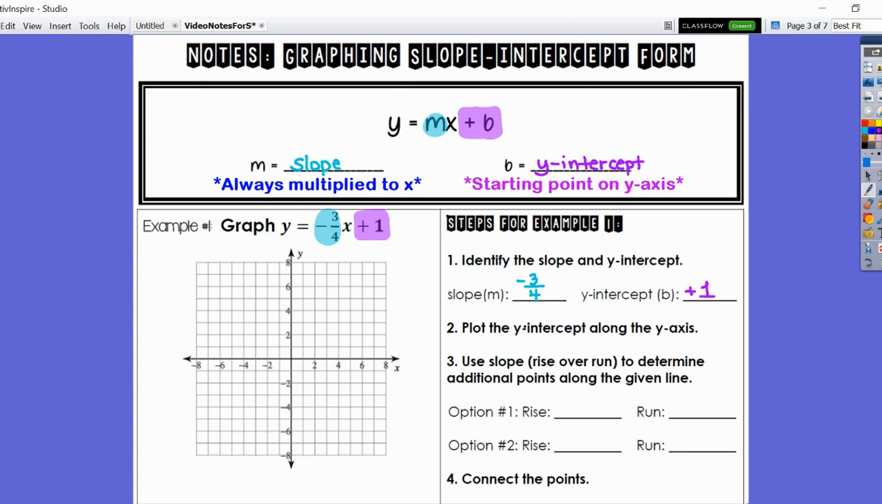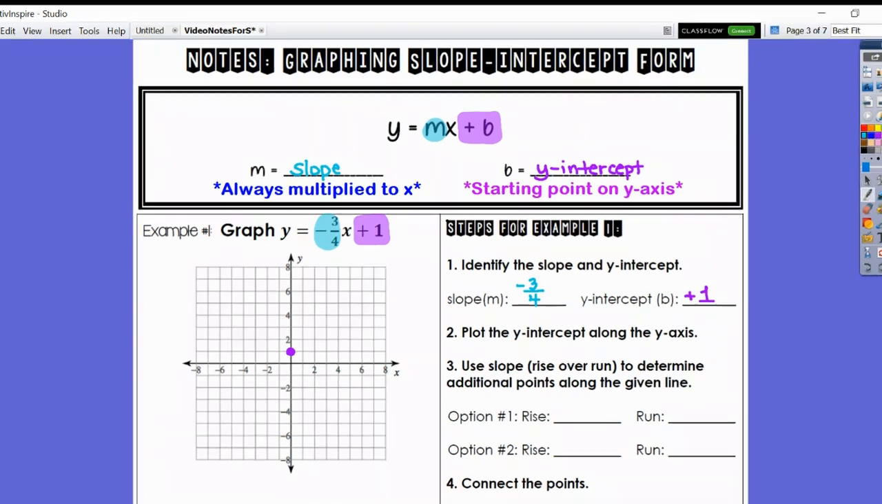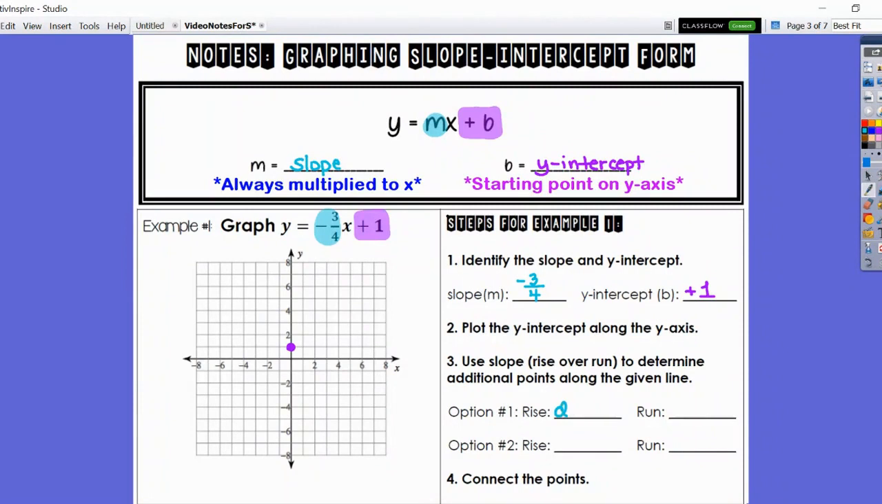The second step to graph this is plotting that y-intercept. So on my y-axis, I plot a point at +1. From here, I'm going to use the slope to show rise over run to determine the additional points along the given line. Now for -3/4, I can go down because a -3 means down 3, and then I can run to the right 4. That's one option here given -3/4.